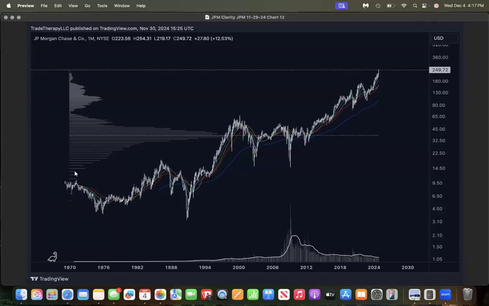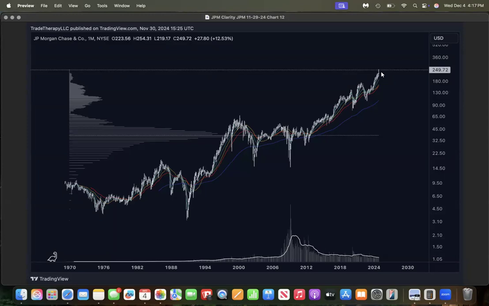So we have an out of the gate corrective ABC and then an impulsive wave one, two, three, four, five. That makes wave one. Then wave two is the dot-com bubble and then the great financial crisis, so A, B, C. And now we've seen another impulsive structure here, which would be on a highest time frame wave three here. So one, two, and three.